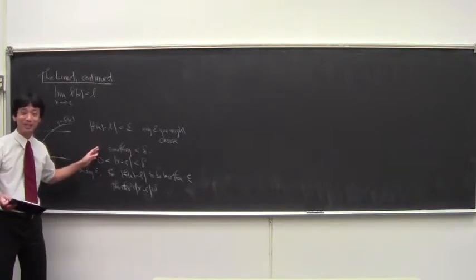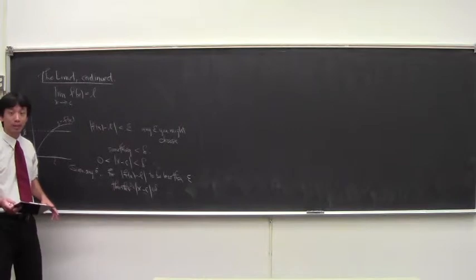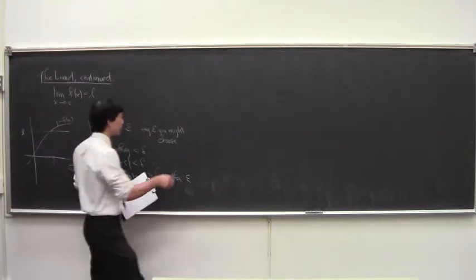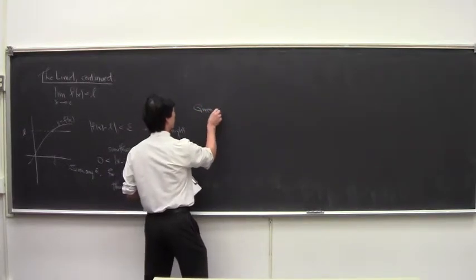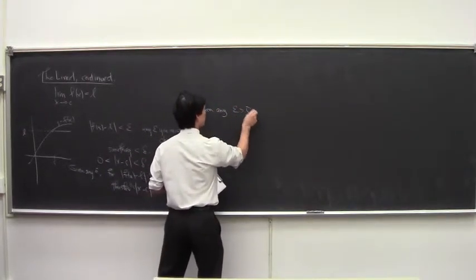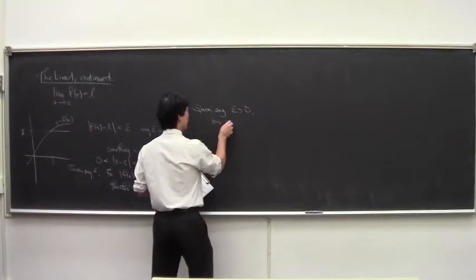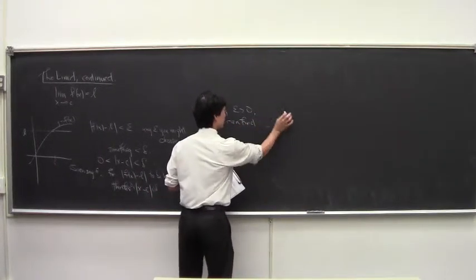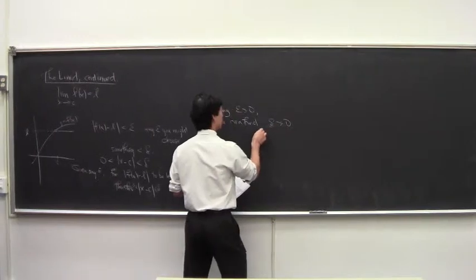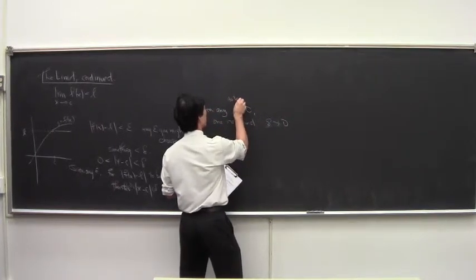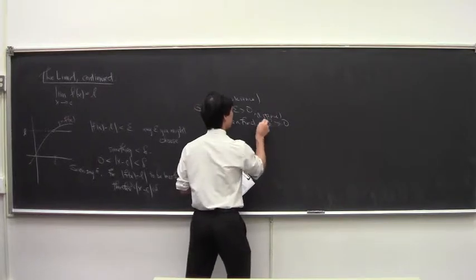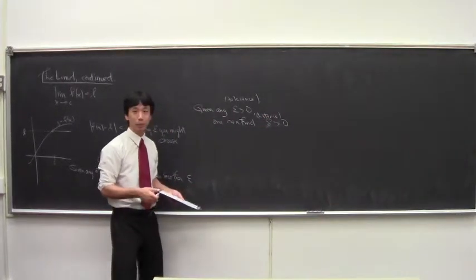Yeah, Cynthia, please. Well, I don't really know how to use it, but given any tolerance, you can find a distance. Yeah. Given any tolerance, one can find a distance. So this is the tolerance. This is the distance, right?